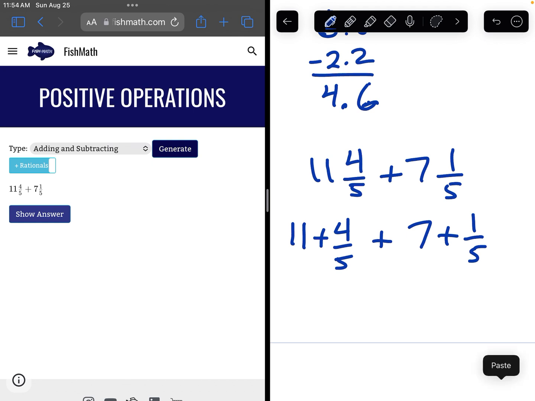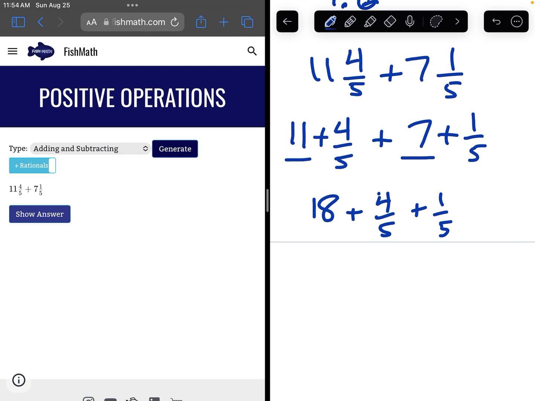And if we think about this, we can think about the commutative property of addition and say, well, I can add in any order that I want. I can add the whole numbers first, 11 plus 7, that would be, of course, 18. And I can add the fractional pieces, 4/5 plus 1/5. And then I'll just add those two answers together. And 4/5 plus 1/5 would be 5/5, which we know better as 1. So it's 18 plus 1, which is 19. So a nice whole number answer there.